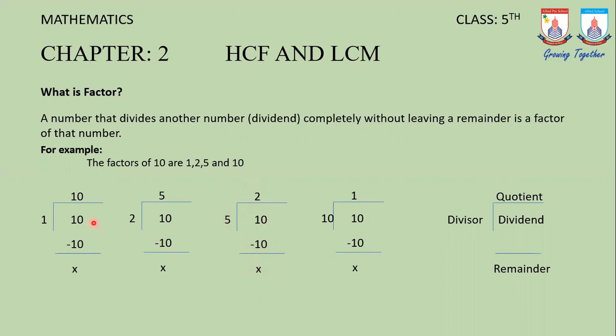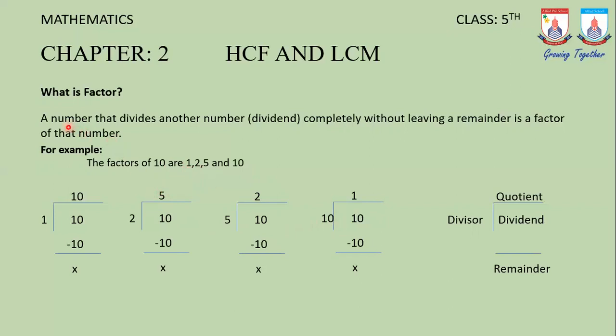Now, we are seeing that when 10 is divided by 1, it leaves 0 remainder. When 10 is divided by 2, it also leaves 0 remainder. When 10 is divided by 5 and 10 is divided by 10, it leaves 0 remainder. So we can say that 1, 2, 5 and 10 are the factors of 10. In other words, 10 is divisible by 1, 2, 5 and 10.